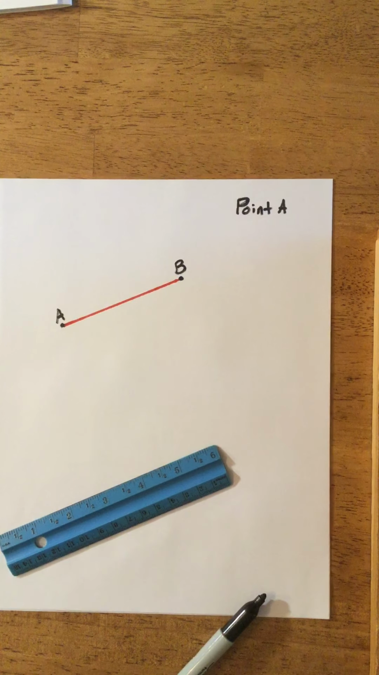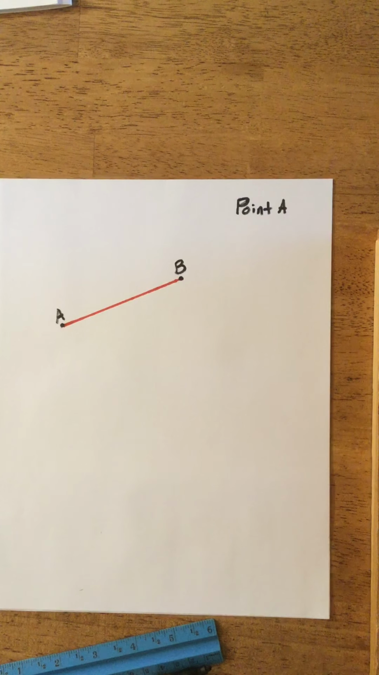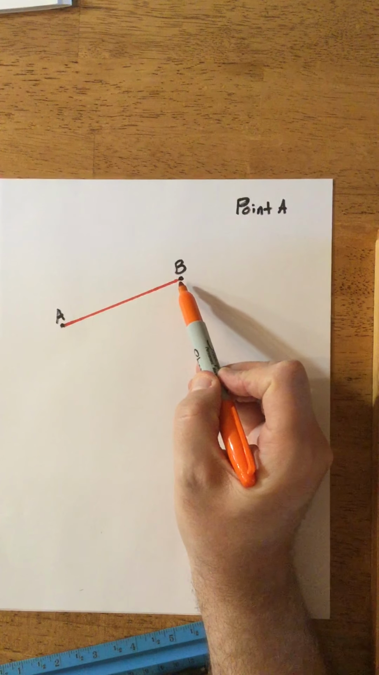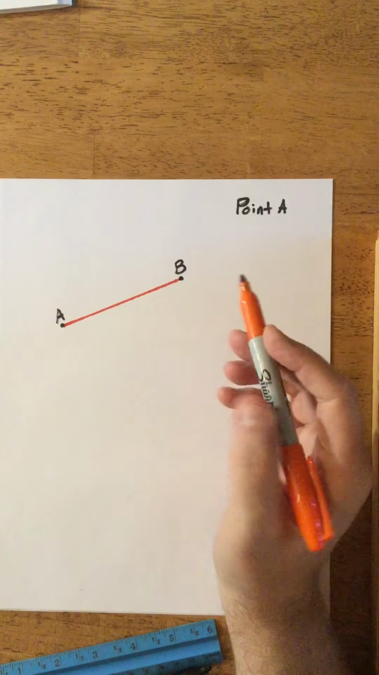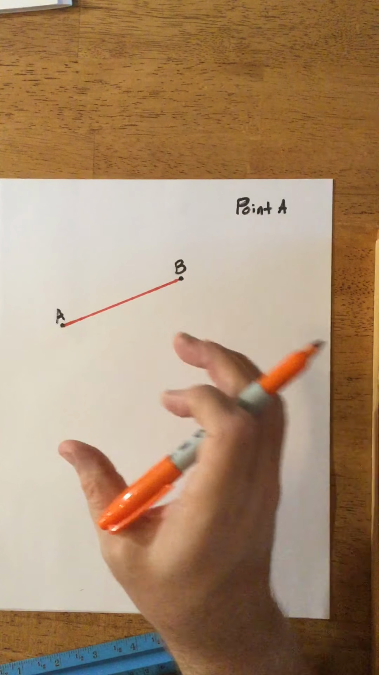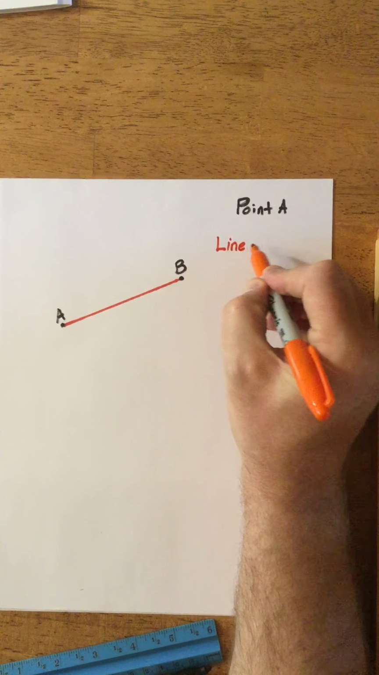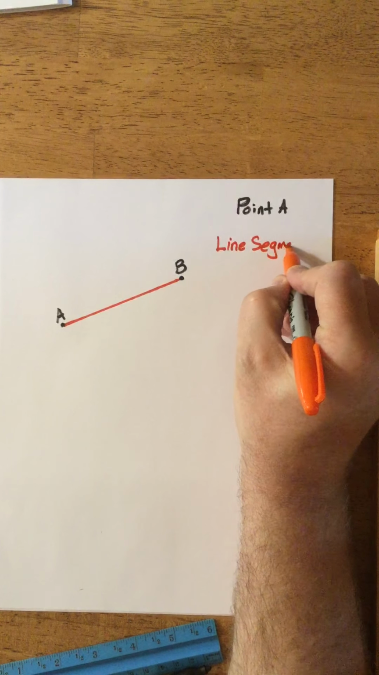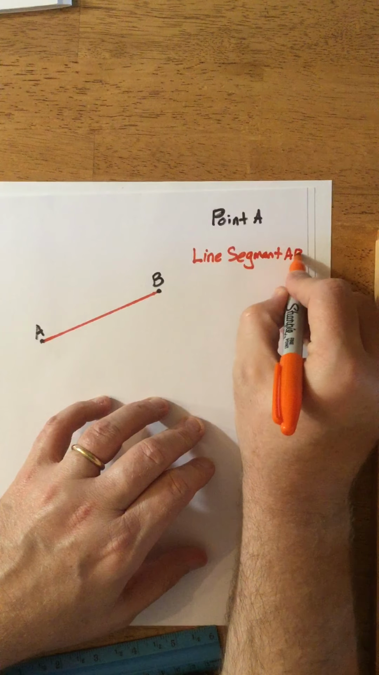And we now have another vocabulary term. It has a beginning and it has an end. So it has a definite beginning and a definite end. And it looks like a line. However, it's not a line. It's a line segment. So I'm going to write that, line segment, and we would say this is line segment AB.